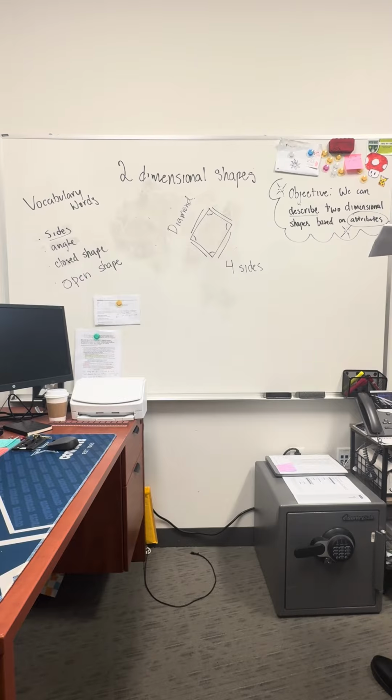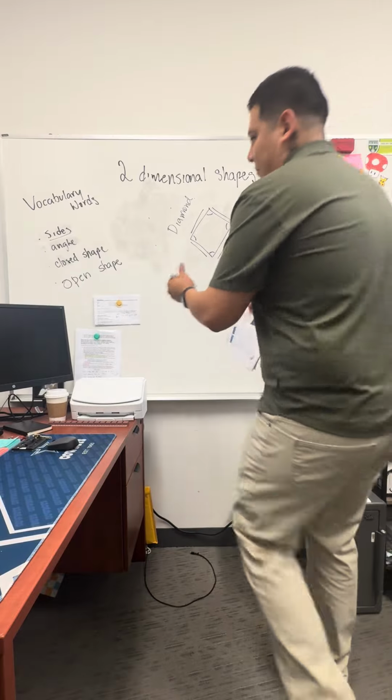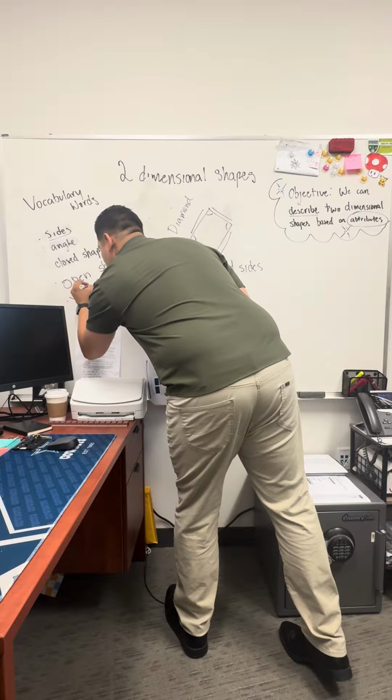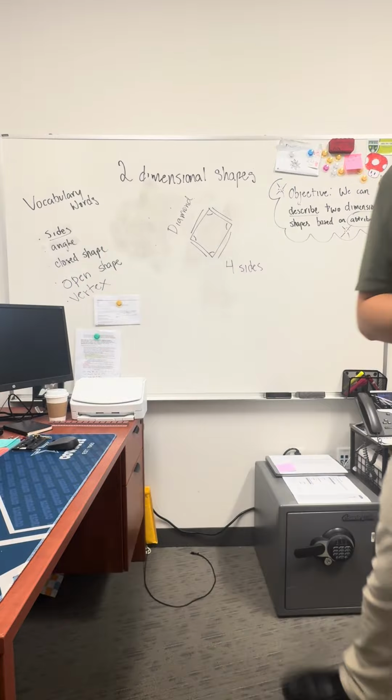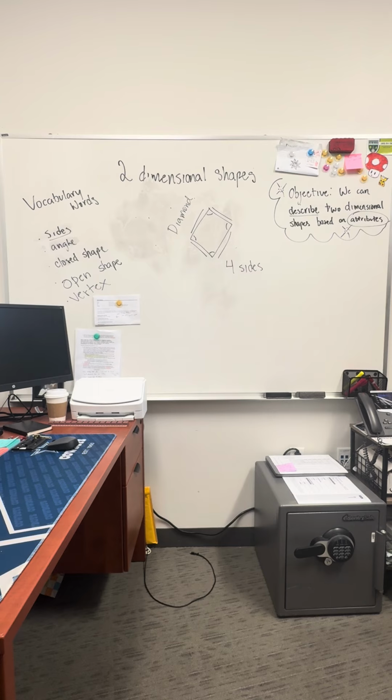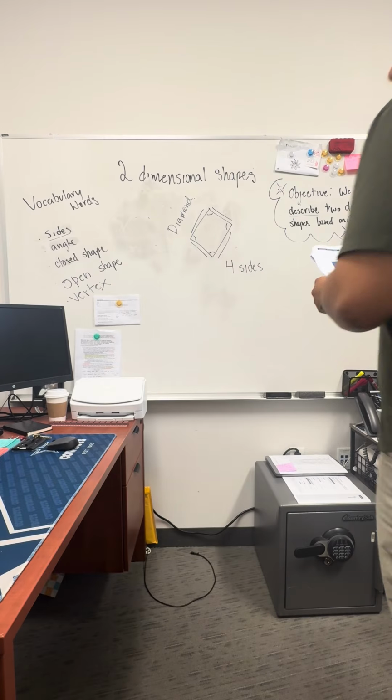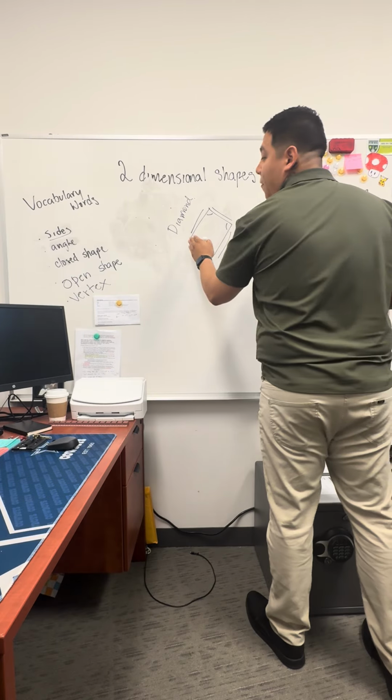What else can we describe? What other attributes can we see? How many vertexes does it have? Whoa, that's another big word, huh? Vertex. Does anybody know what the word vertex means? Not quite exactly. The vertex is where the sides of the angle meet. So you have 1, 2, 3, 4 vertexes.